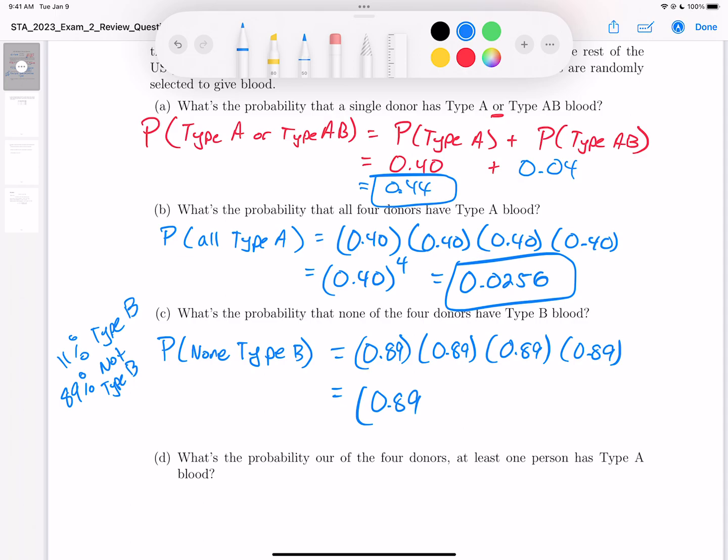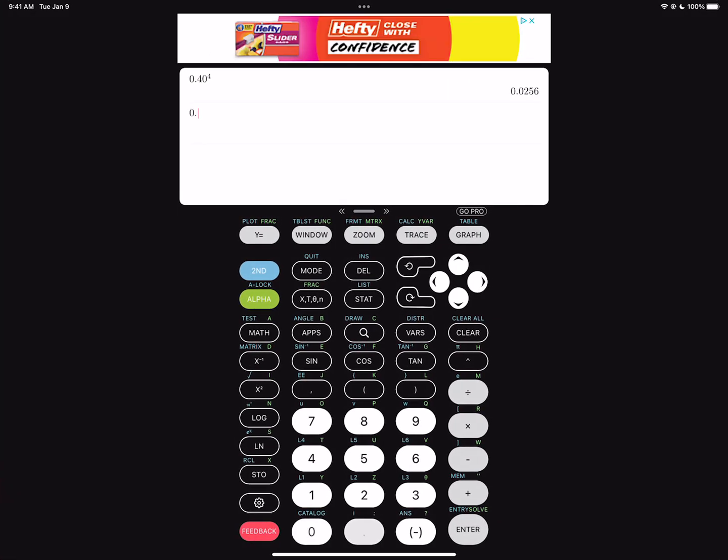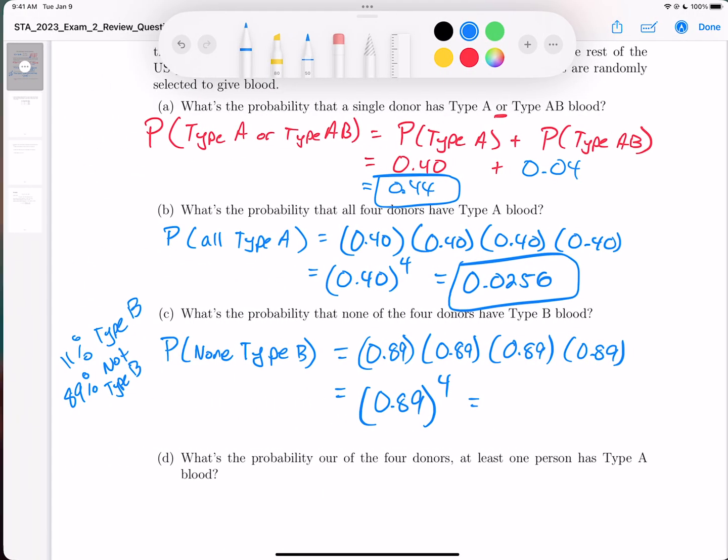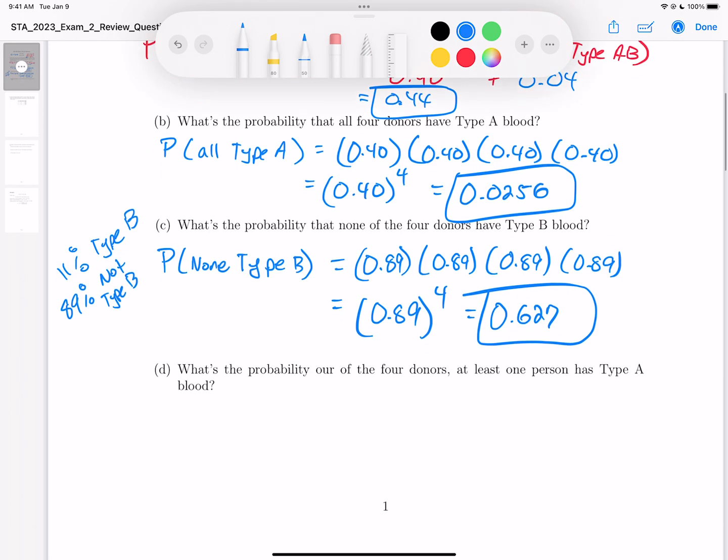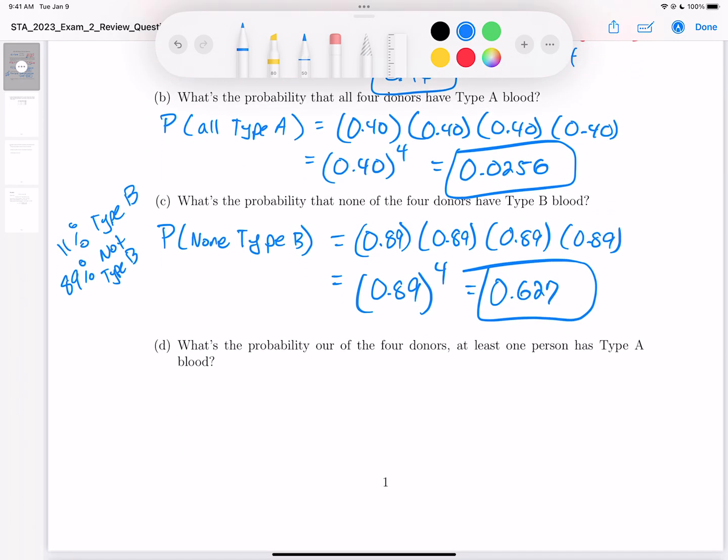Which gives us 0.89 raised to the fourth power, which gives us, let's go 3 decimal places, 0.627. So 62.7%, if we were to write that as a percent, is the probability that none of the 4 donors have type B blood. All right, next one.